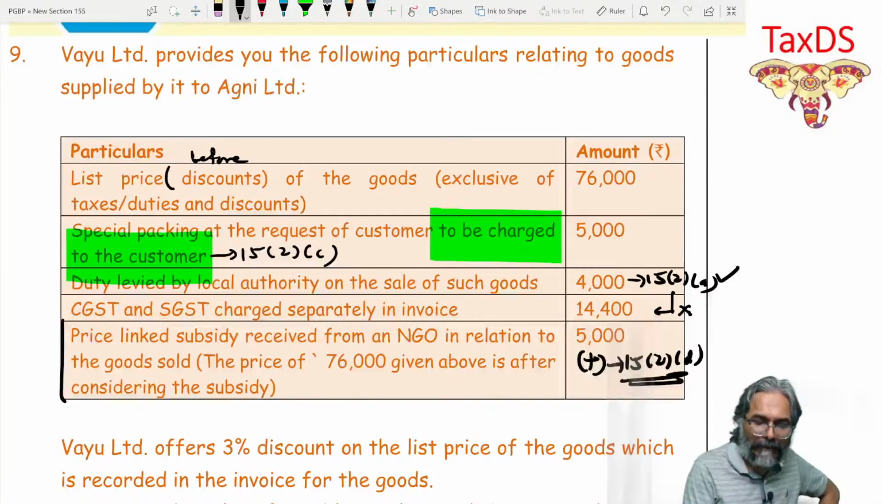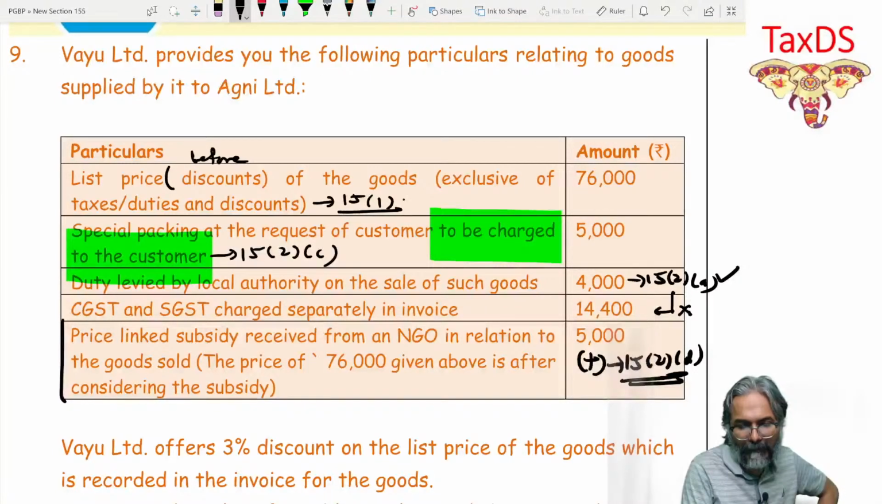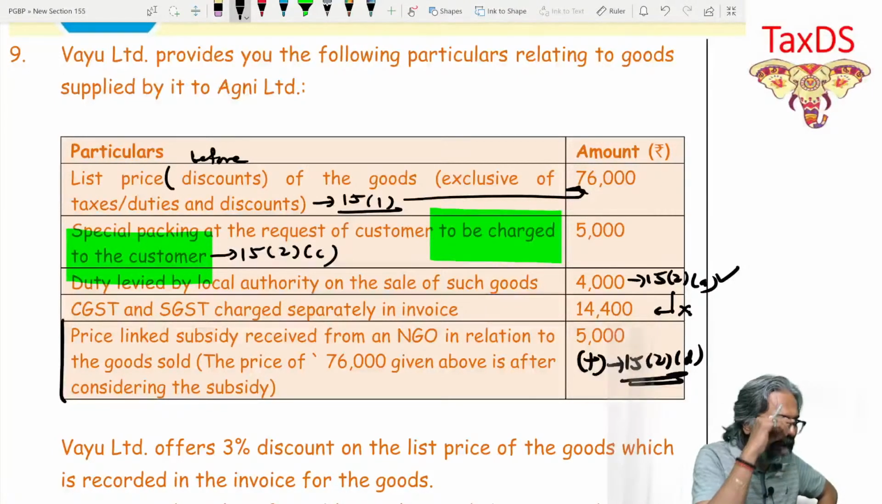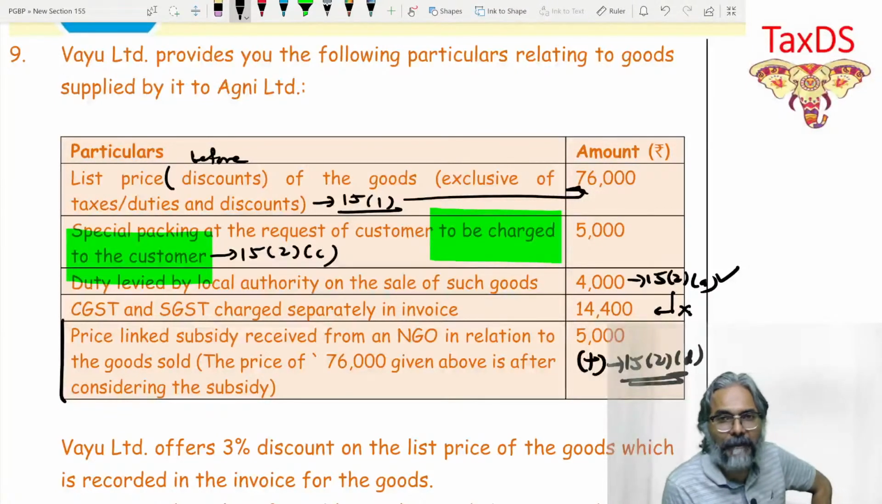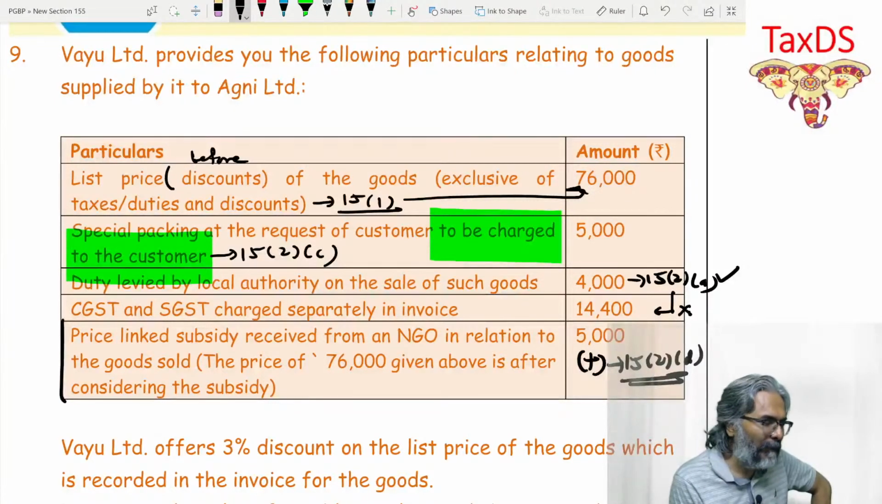Now this price, students, is the list price, which is the price charged. So can I say 15.1? For this, can I say 15.1? The price charged for the goods being sold, the price paid or payable. Then on that, 15.2, add whatever has to be done separately. I'm considering it one by one, and that is the point.